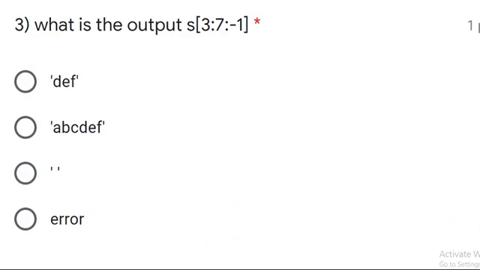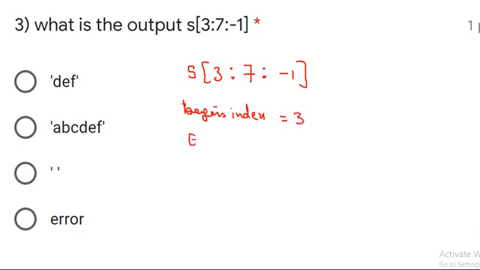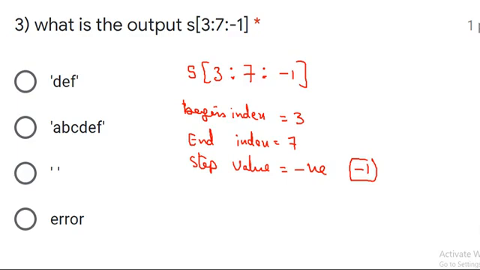Here the question is: what is the output of S3 colon 7 colon minus 1? Here, what is the start index? The start index, or you can call it the begin index, is equal to 3. The end index is equal to 7. What is the step value? Here you please listen carefully. The step value is negative, minus 1. That means the step value is negative.